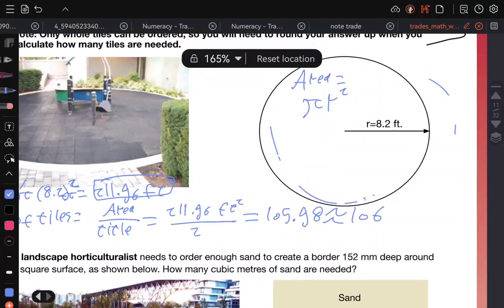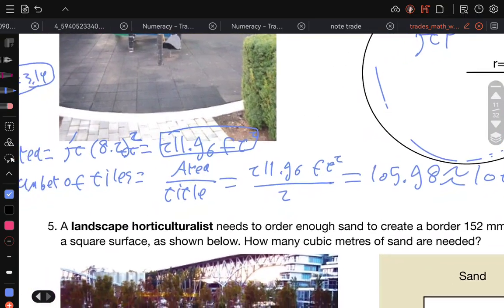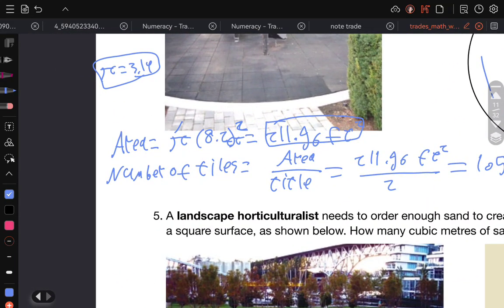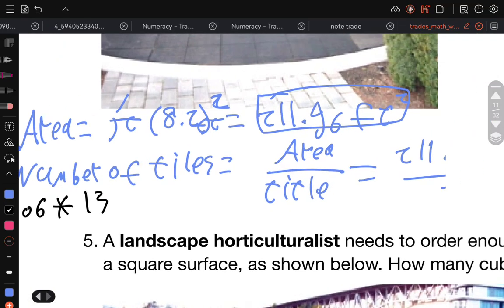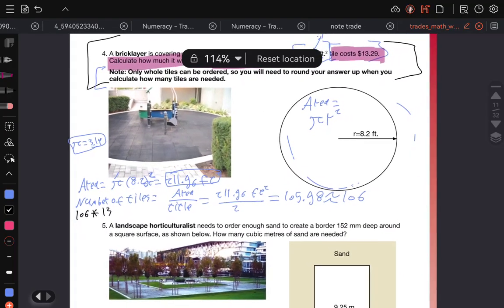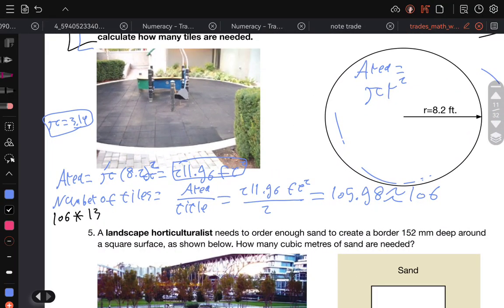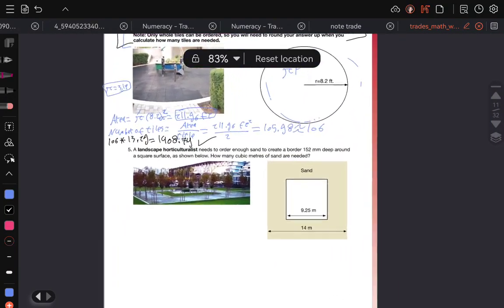Now 106, let's just write it over here. See the black one. 106 multiplied by 13.29, which is the cost. It's gonna be 1408.74. Yeah, and that's it.